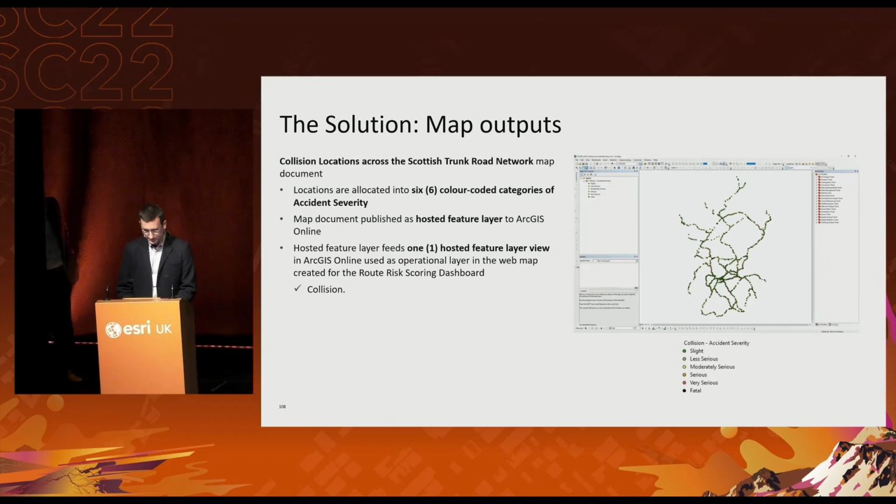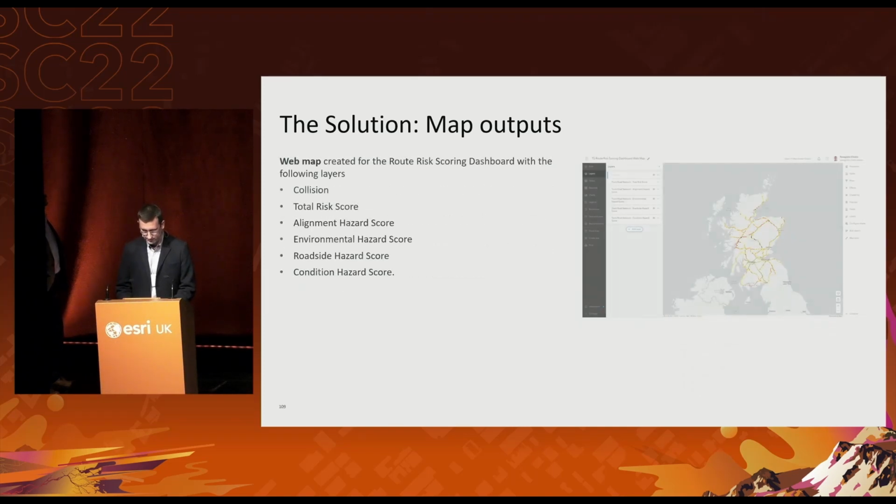This map output depicts the collisions allocated into 6 color-coded categories of accident severity, from green, slight, to amber, serious, to black, fatal. This map document has also been published as a hosted feature layer, and based on this, a hosted feature layer view, collision, was created. The route scoring dashboard web map has been developed to fit the route scoring dashboard, and it contains the 6 hosted feature layer views mentioned previously as its operation layers.